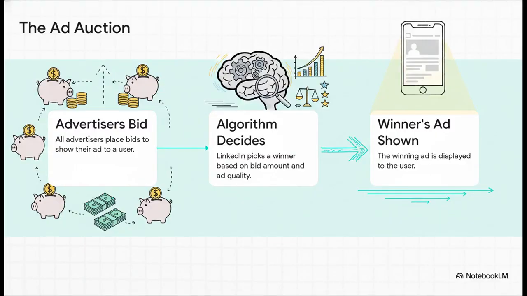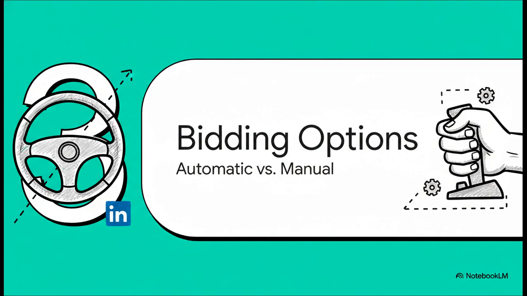Step 1, all the advertisers, just like you, place a bid to show their ad to that specific user. Step 2, LinkedIn's algorithm doesn't just look at the highest bid, it also judges the ad's quality and relevance to pick a winner. And finally, Step 3, the winner's ad gets shown to the user. Simple as that.